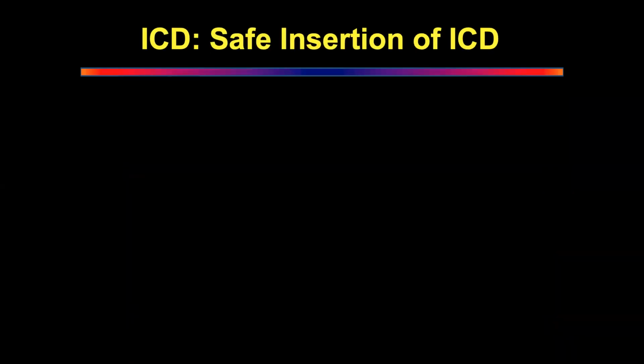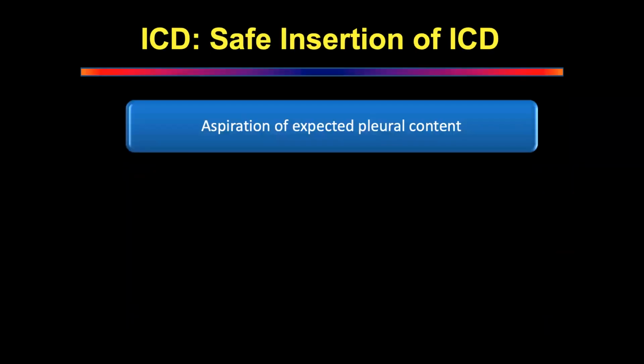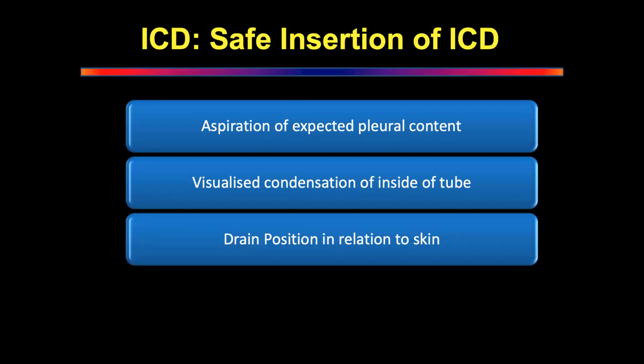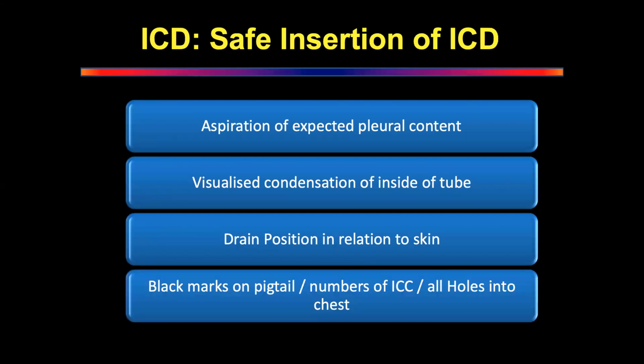So always aspirate pleural fluid before you go in. Always try to visualize the condensation inside the tube. It tells you you're in position. And always look at the drain position in relation to the skin. Don't forget about the marks on the drain. It will give you an idea of how deep you are in the chest. And don't forget about the holes. You have to make sure that every hole is in the chest. Nothing should be in the chest wall.